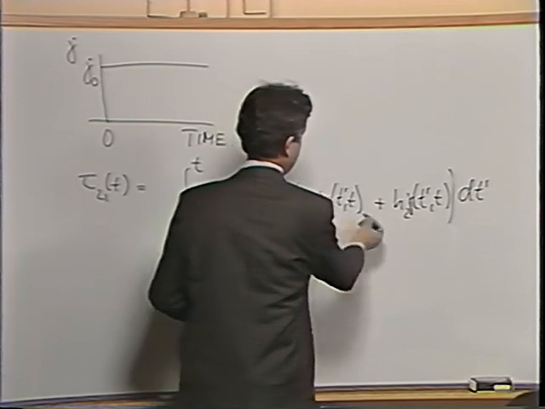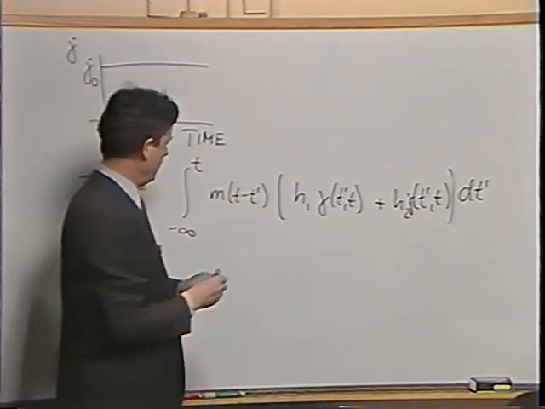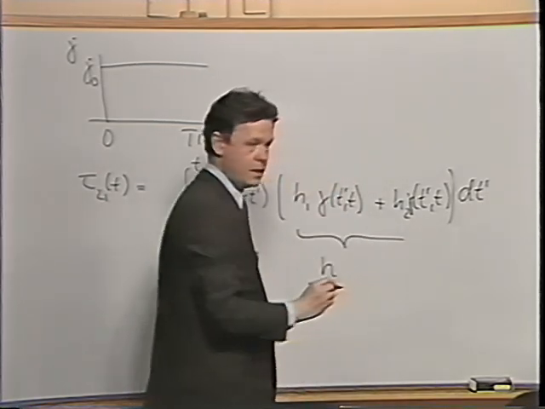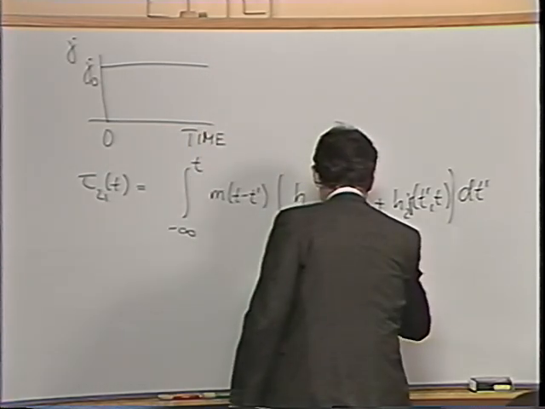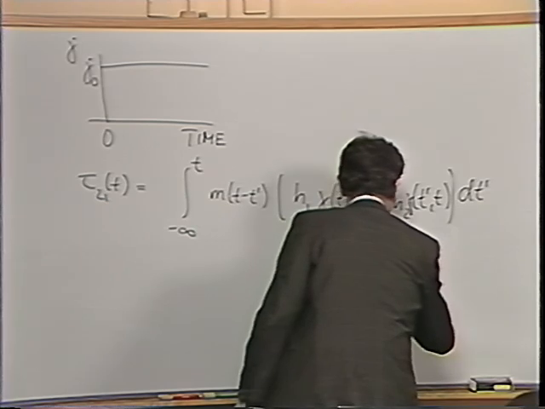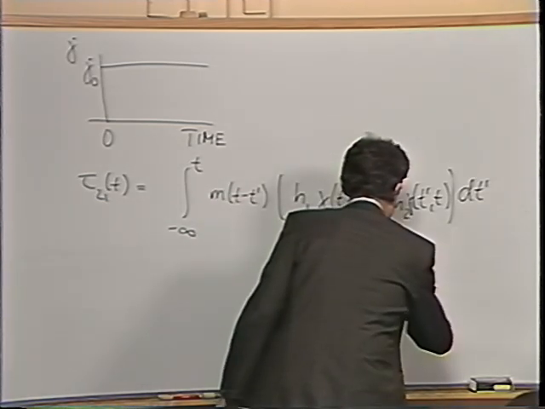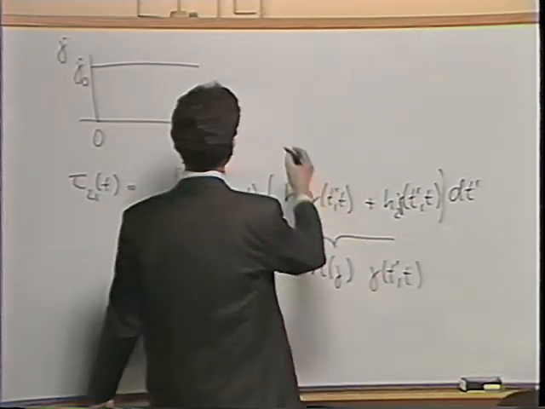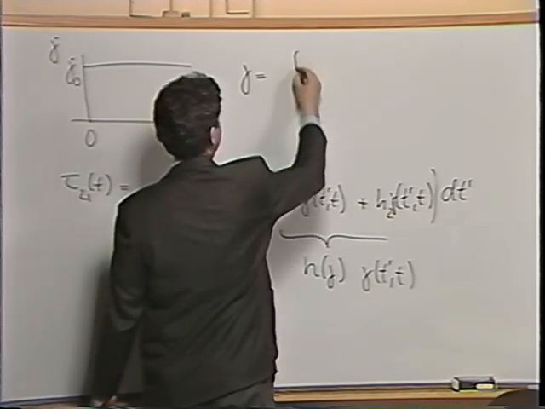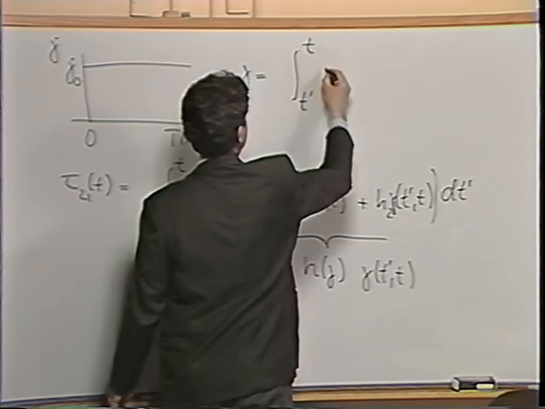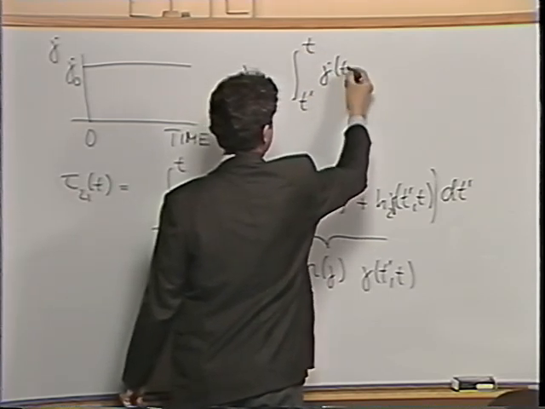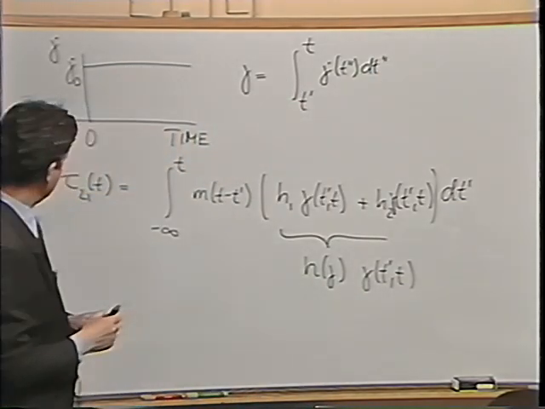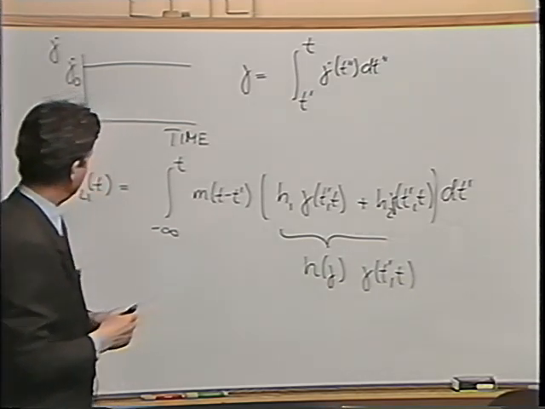This would be the finger strain contribution, and this would be the Cauchy strain contribution. We can contract these two things into just one strain function, h of gamma, multiplied with the total strain between t prime and t. And the strain is defined here. The strain between t prime and t is just an integral from t prime to t of the strain rate at some intermediate time t double prime. So that's the formalism we are going to use.